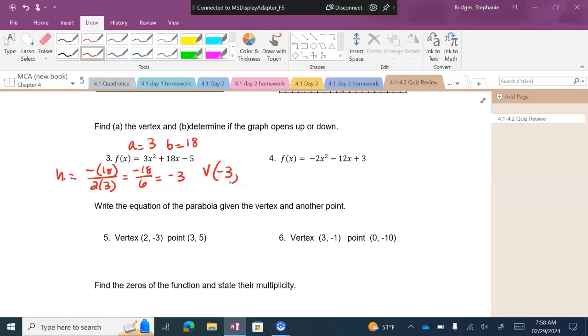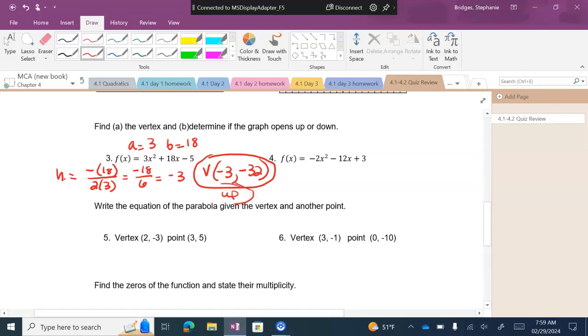Let's see, 9 times 3 is 27. 18 times negative 3 is negative 54. And then I can work through this. 27 minus 54 is negative 27. And negative 27 minus 5 gives me negative 32. So my vertex for this parabola is going to be negative 3, negative 32. And then to determine if it opens up or down, I look at A. Is A positive or negative? Positive, so this graph is going to open up.